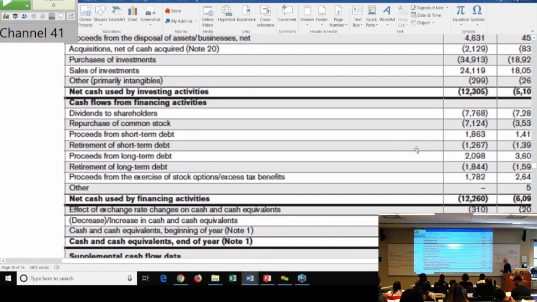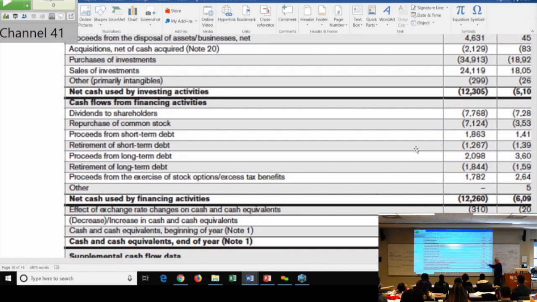Financing cash flows, dividends paid to stockholders use up cash. Buying back common stock uses cash. What do we mean by proceeds from long-term debt? You borrow money. And if you borrow money, cash goes up. You retired debt, paid it off, so that it goes down, cash goes down. And the same thing's true here. Financing uses up $12,260.